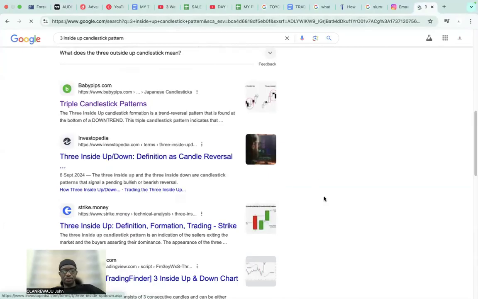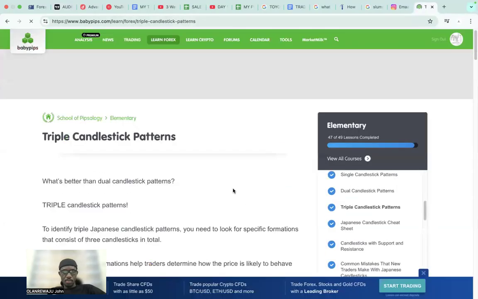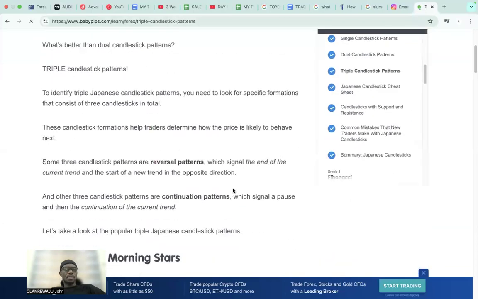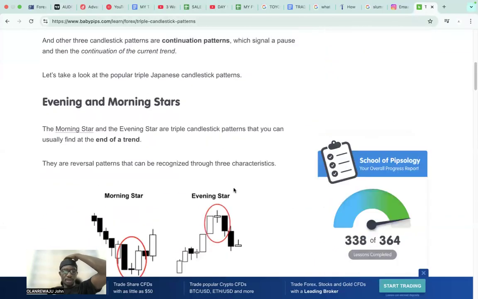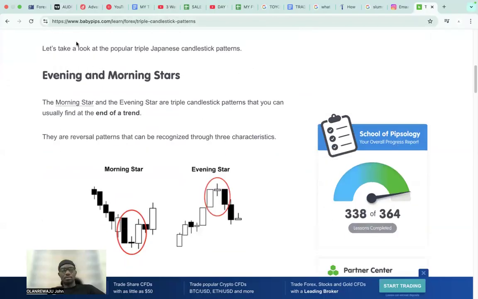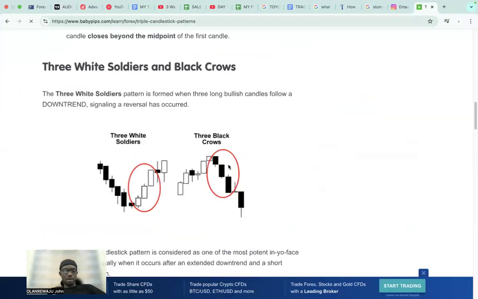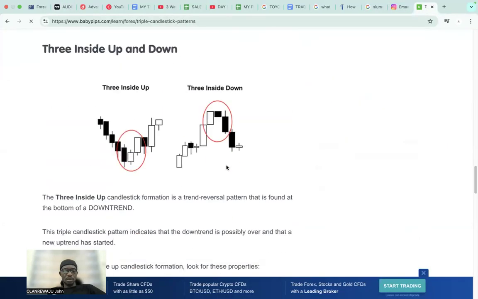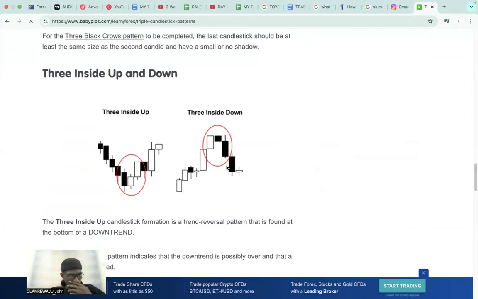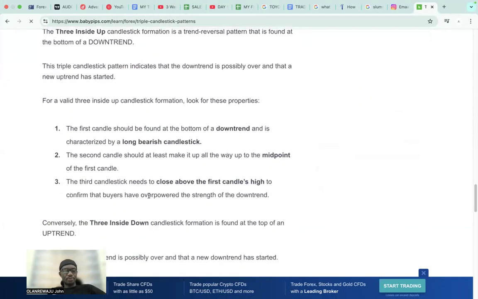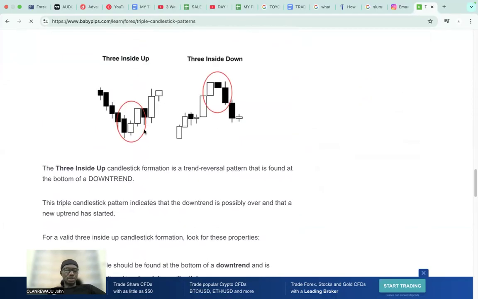Let's go to Baby Pips. So when you come here, evening and morning star, that's the third one that I trade. But let's go and look for the one that brought us here. Yes, so three inside up and three inside down. When you read on Baby Pips, I don't want to stress drawing it again.